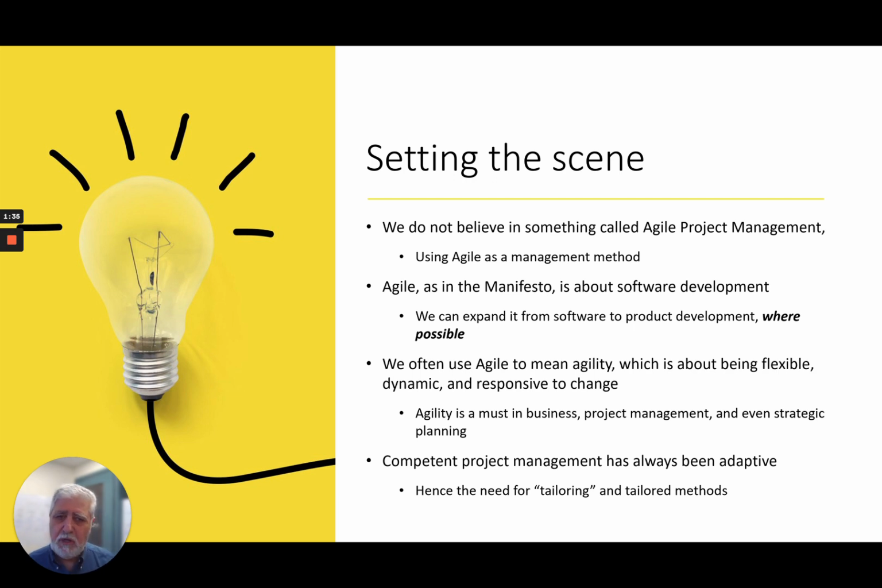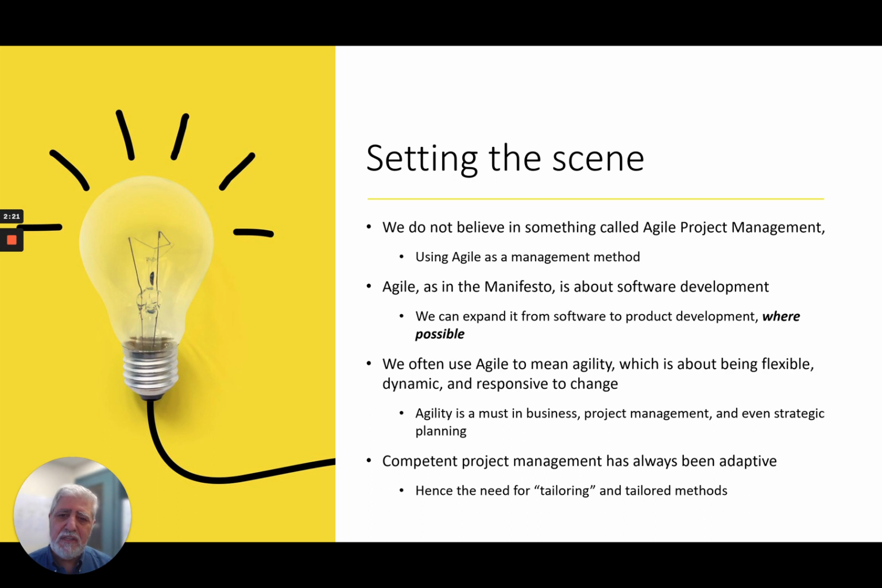So what is agile project management? What is an agile project? Right? So in our view, we don't believe there is something called agile project management. We believe in agile, which in this case means using agile as a management method. So that's the first point that we want to emphasize. Agile, the way we understand it, as in the manifesto and many other references, is about software development. However, we are willing to expand the definition to say it's okay, product development, where possible. If the product that we want to produce on a project can be delivered using agile, great. And I will touch on this also in the upcoming slide.